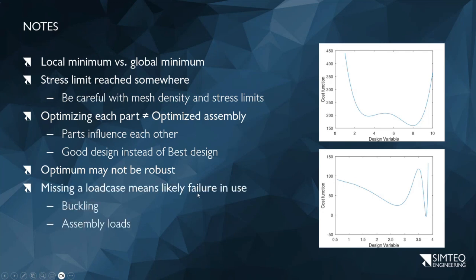Okay, and then another thing that's super critically important in optimization is if you miss a load case, and at least an important load case, then the structure will probably fail in use because it wasn't optimized to look at failure for that specific load case. So that may include things like buckling, natural frequencies, modes too low, in other words, loads that exist purely when you assemble the structure. So a really stupid example would be something like if you design a rim for a racing bicycle.